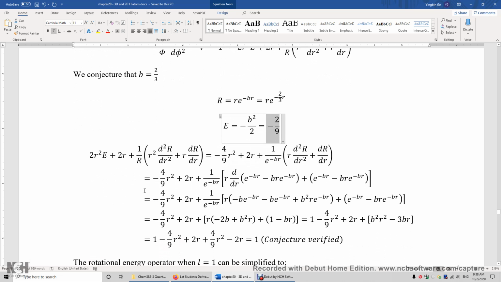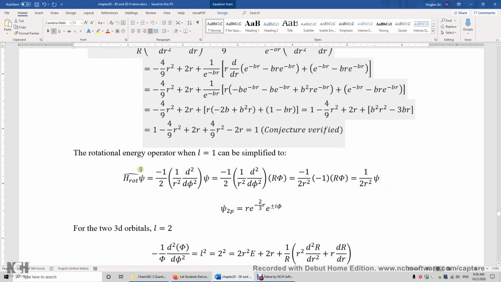All right. And we can verify our conjecture. We just plug this wave function into the differential equation. It holds true. And we can calculate the rotational energy as well. So we can solve the Schrodinger equation for the rotation of this 2p electron.